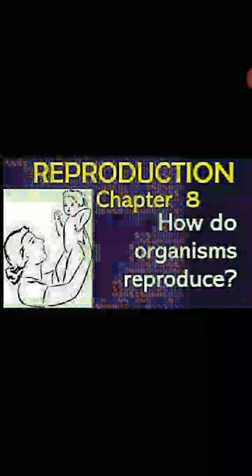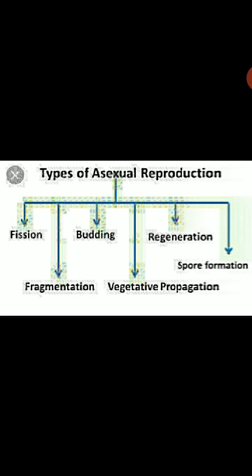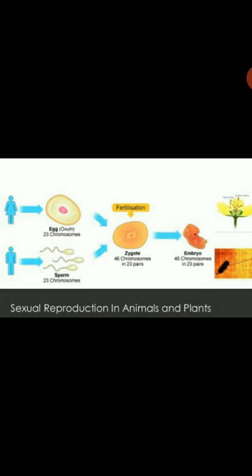How do organisms reproduce? Last class we studied the types of asexual reproduction. Today we start a new topic, sexual reproduction. Sexual reproduction is the combination of special reproductive cells called sex cells, which come from two different parents, a male and a female. These sex cells are called gametes. So, these are male gametes and female gametes. In sexual reproduction, a male gamete fuses with a female gamete to form a new cell called a zygote. This zygote then grows and develops into a new organism in due course of time.